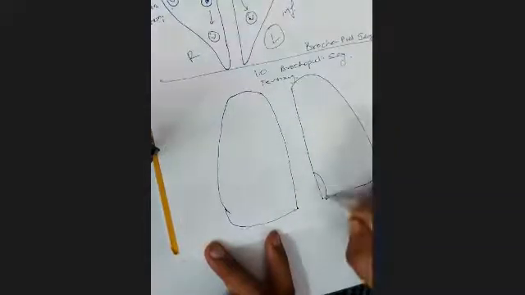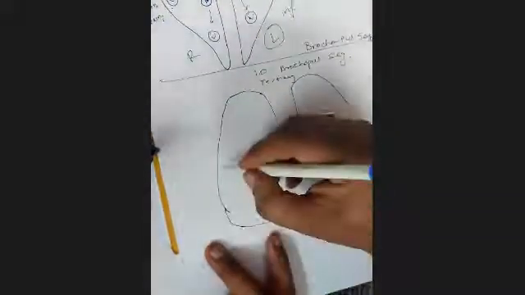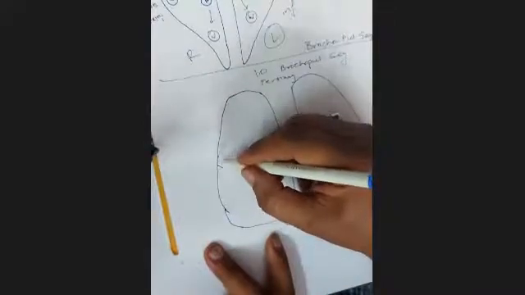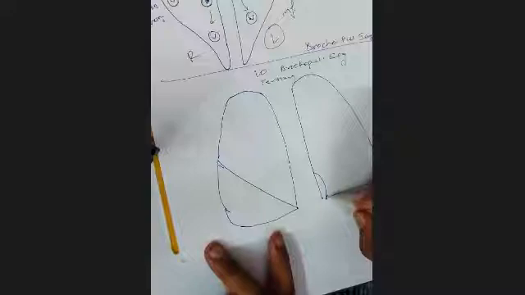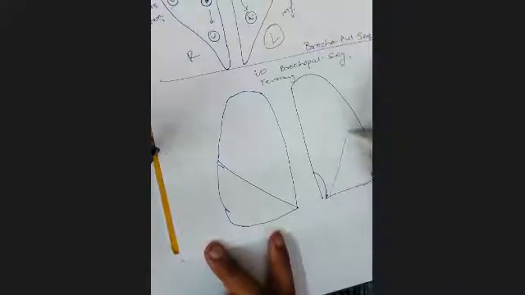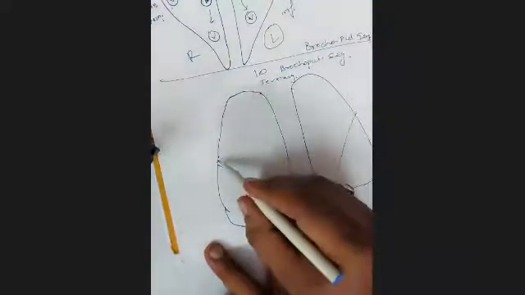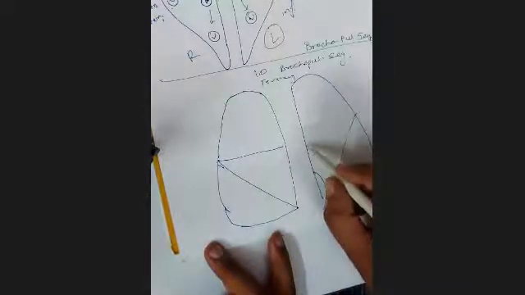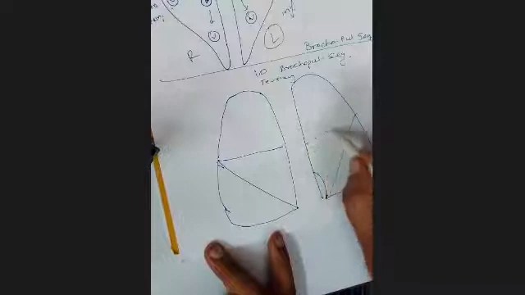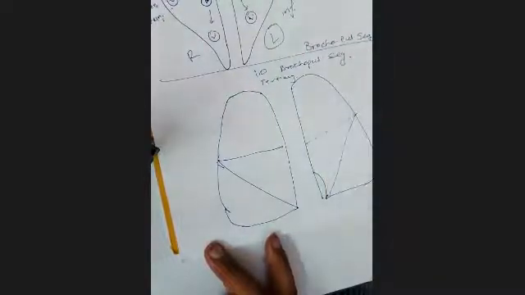Okay, bronchopulmonary. Now this is the oblique fissure on both the sides. And then this is the horizontal fissure. On this side, there is no horizontal fissure, so I am drawing a dotted line.